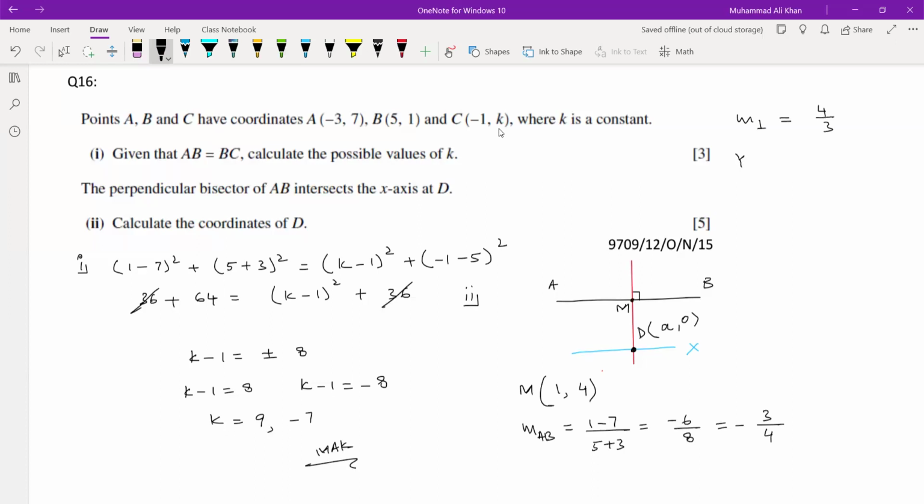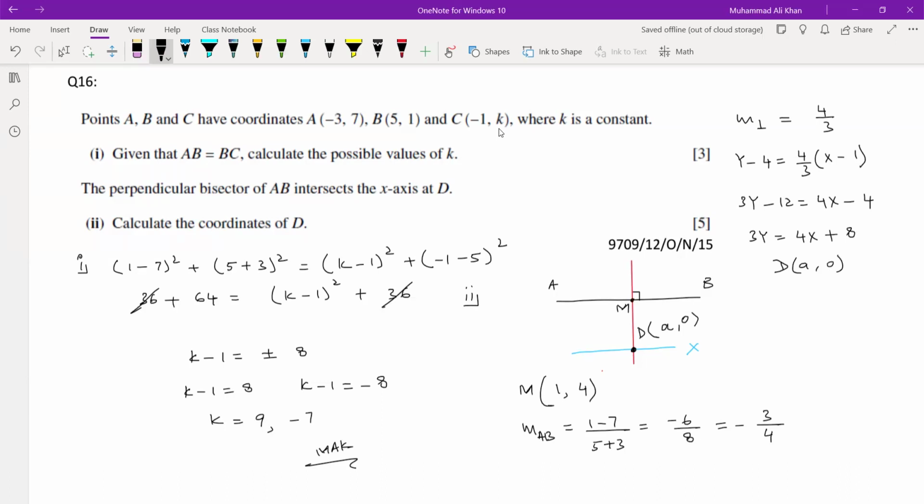And now, by using y minus y1 equals m times x minus x1, where x1, y1 is the midpoint, x1 is 1. Cross multiply: 3y minus 12 equals 4x minus 4, and 3y equals 4x plus 8 is the equation of perpendicular bisector.